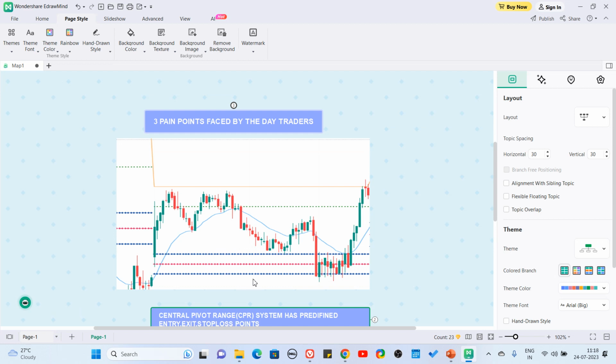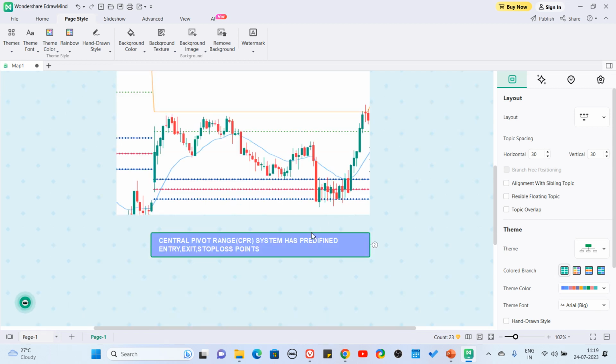Whenever you are using a system, you have to ask why you are using it. Why I am using the CPR pivot point system is that it has predefined entry, exit and stop loss points. Not every system has predefined entry, exit and stop loss points. With these predefined exit and entry points, you can have more transparency in the system. Now let's get deeper into this.